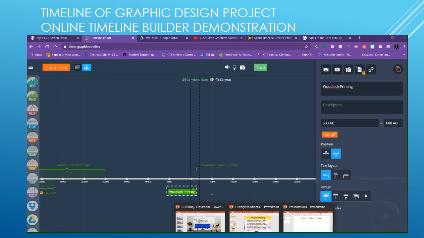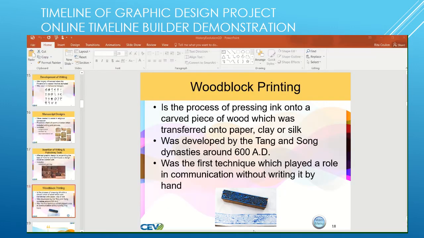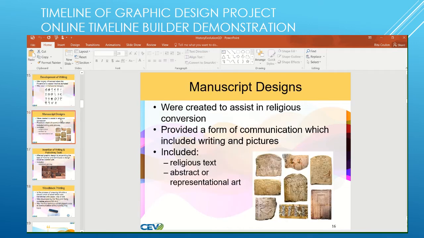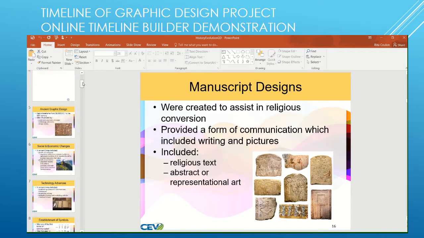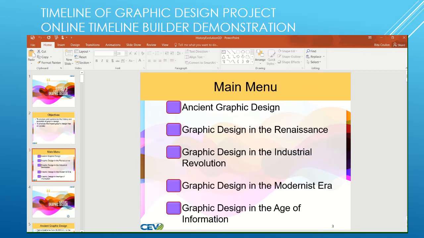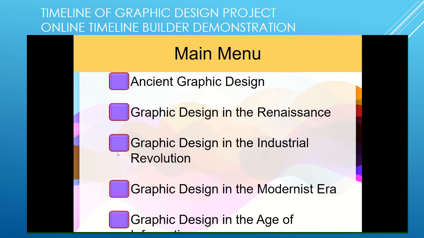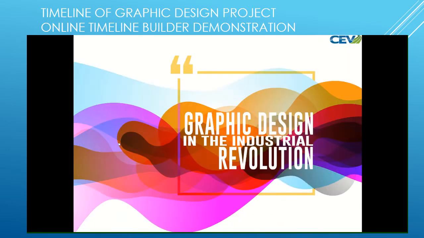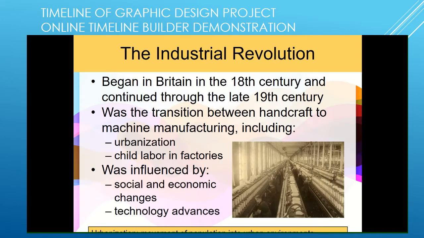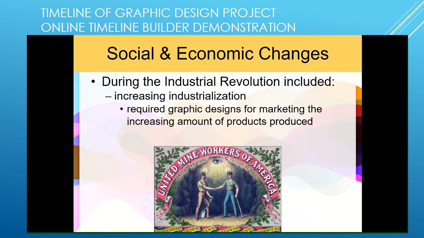Remember, you need 20 items, and you're going to get the 20 items from this PowerPoint. You can go back to the main menu, view your show, and click the different areas you want to find information to include in your timeline. Okay.